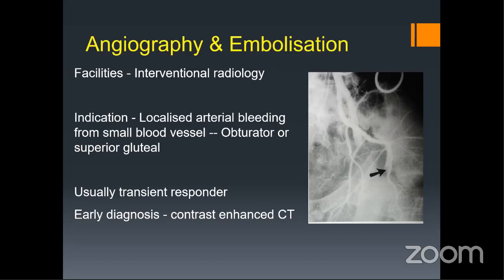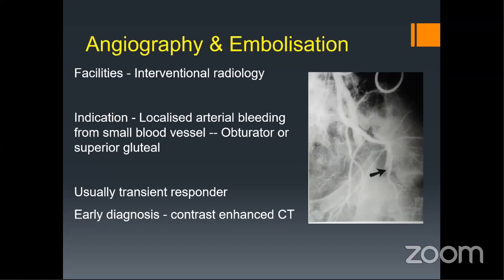Angiography and embolization is useful if you can find a named artery that they're bleeding from, and even then it's probably a named small vessel such as the superior gluteal artery, the internal iliac, or the obturator. Some of the bigger vessels are too big to gain useful embolization, and some of the smaller vessels probably are not worth embolizing.